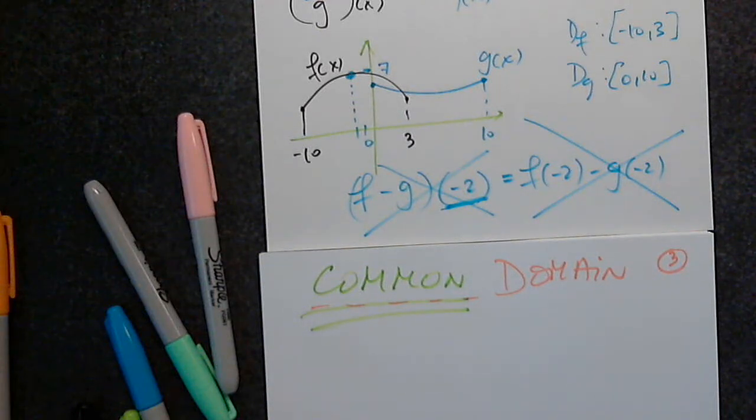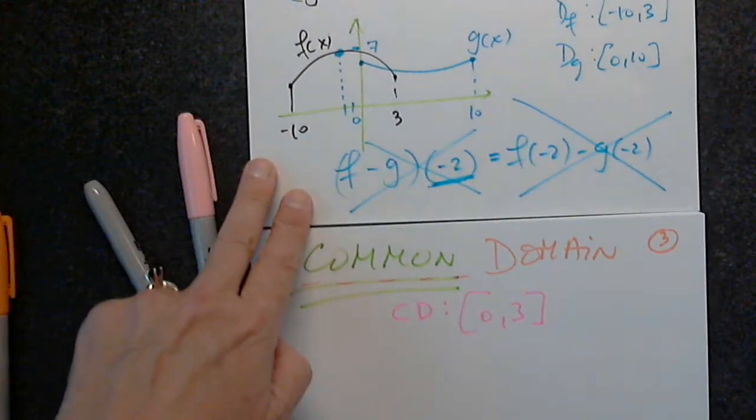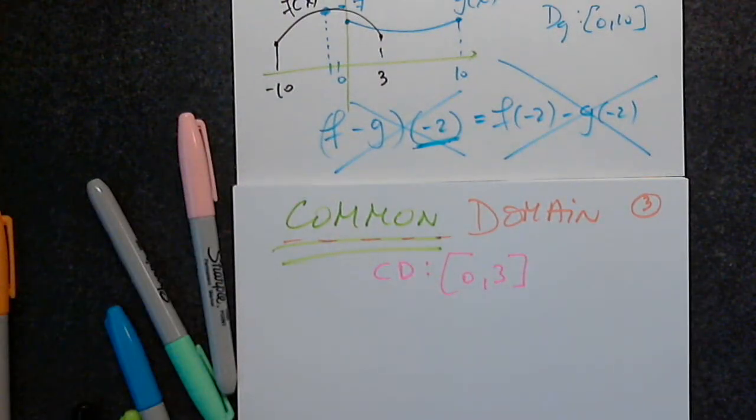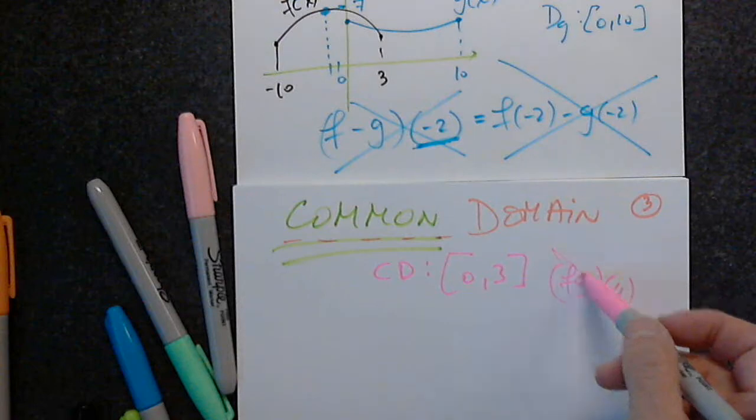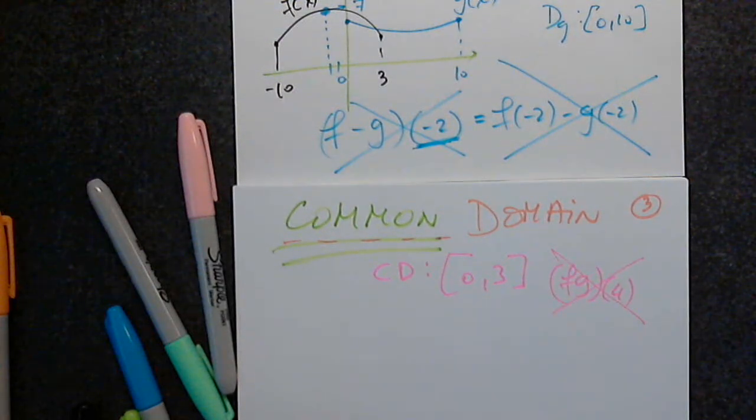Okay. What is the common domain for f and g from my graph? CD, the common domain. What is it? Indeed, between 0 and 3. So if I want to ask you, create f over g at 1, you will be able to. If I ask you find fg at 2, you will be able to. But if I ask find fg of 4, you will say, sorry, it does not exist, because the common domain is between 0 and 3.